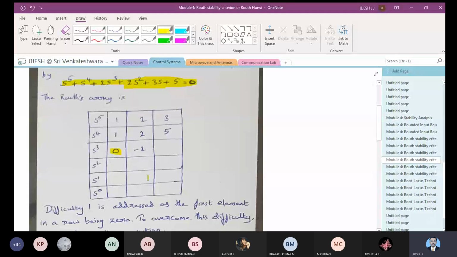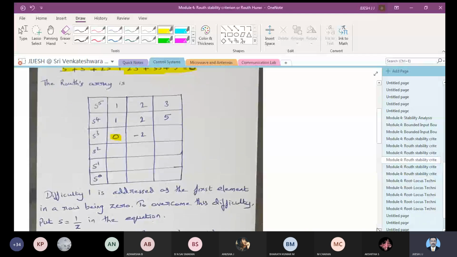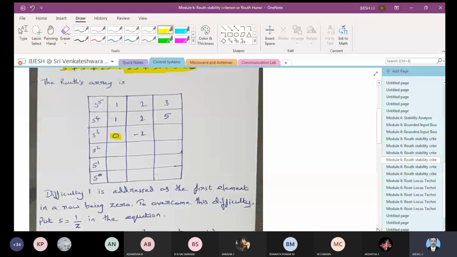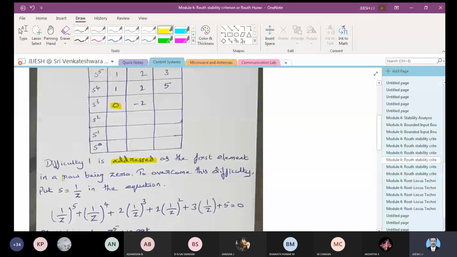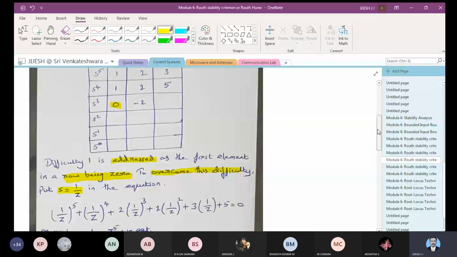So difficulty 1 is how it can be addressed as a first element of the row becomes 0. So one of the elements is becoming 0. This is very important. To overcome the difficulty, what you have to do is you have to substitute S is equal to 1 by Z. So let us go back, and S is here. In place of S you need to substitute 1 by Z.